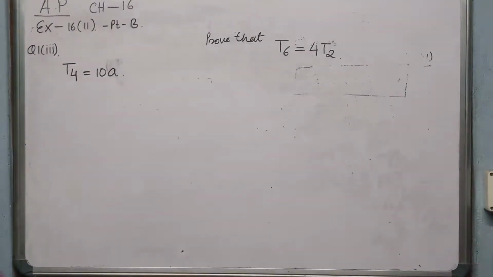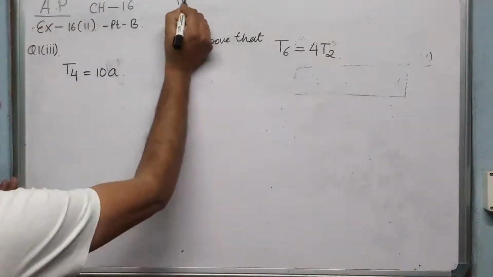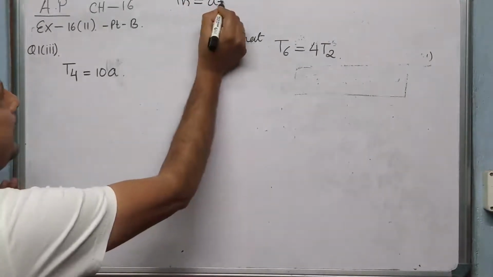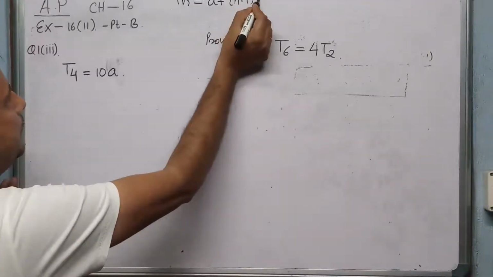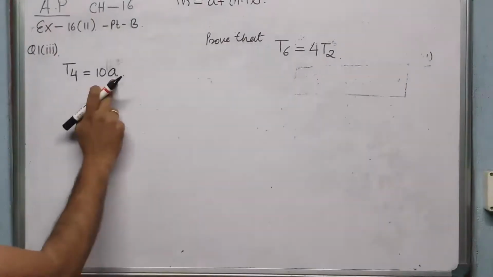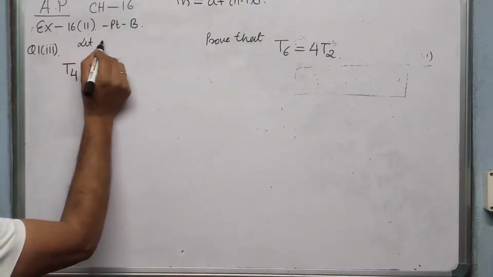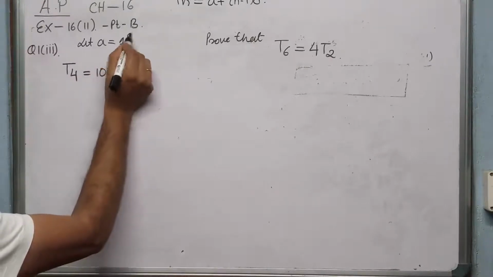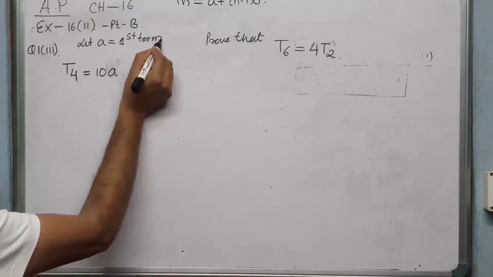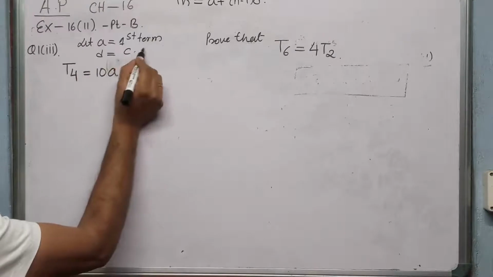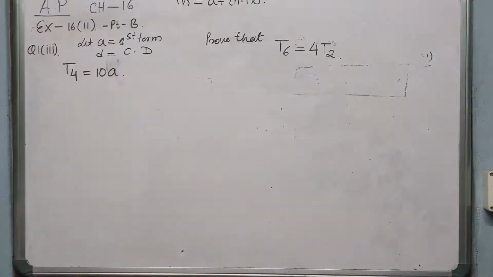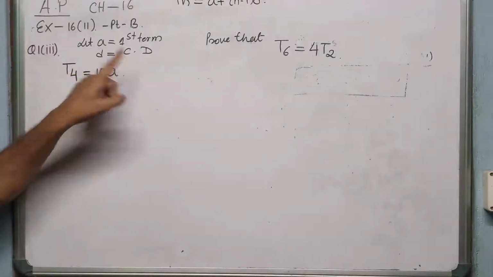Now, in this question also, I'll use this formula: Tn is equal to A plus (n minus 1) into D. Already we considered the first term as A, but still I'll write it over here. Let A be the first term and D be the common difference.